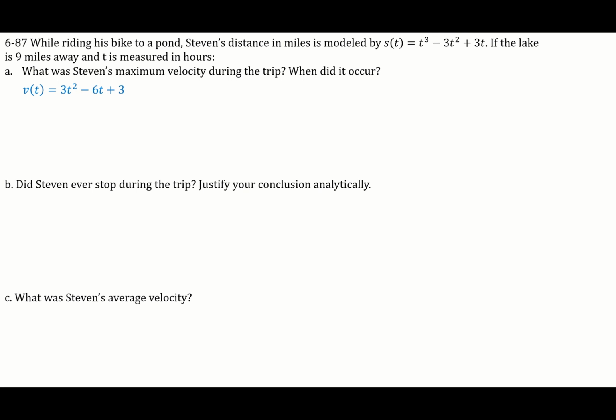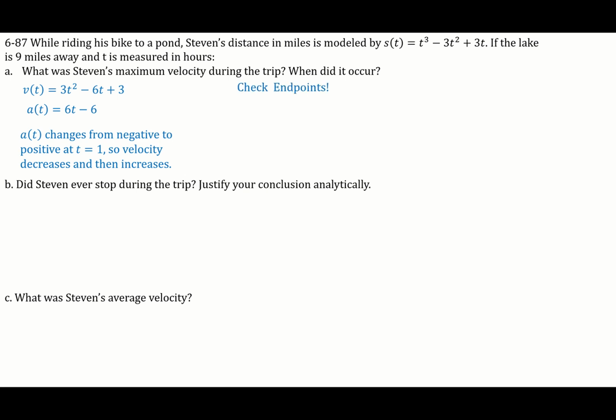So then I find the derivative of velocity, which is acceleration. If you think about a line 6t minus 6, that's a y-intercept of negative 6 and then has a positive slope. This graph doesn't change from positive to negative. It changes from negative to positive. So that tells me the velocity decreases and then the velocity increases. So that being the case, we're going to have to definitely check our endpoints because there is no maximum velocity over the open interval. So what are the endpoints?